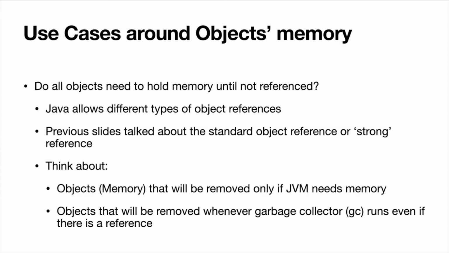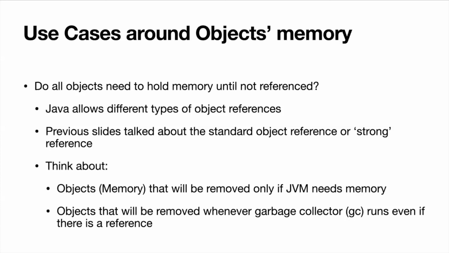As I mentioned early on, what we just discussed were strong object references, but we can use other types of object references that would allow the object itself to be removed. If the Java virtual machine needs memory, those objects would be removed, even if there's a reference to them, but it wouldn't be a strong reference, and we'll come to that later on. There are also cases where whenever the garbage collector runs, that object will be removed. So not necessarily when it needs memory, but whenever the garbage collector runs, it would release that memory.